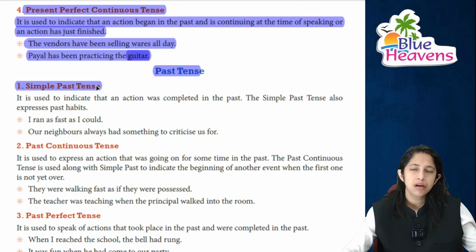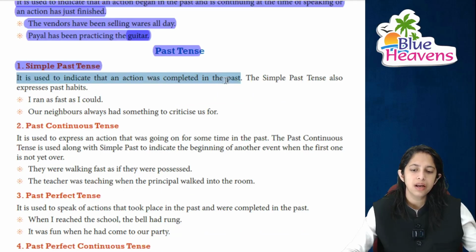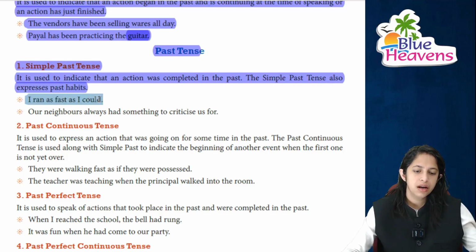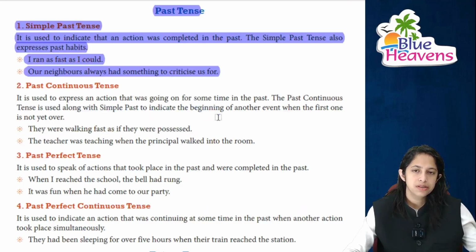So first we'll be studying about simple past tense. It is used to indicate an action that was completed in the past, and the past tense जो है it would also express a past habit. जैसे I ran as fast as I could. Our neighbors always had something to criticize us for.